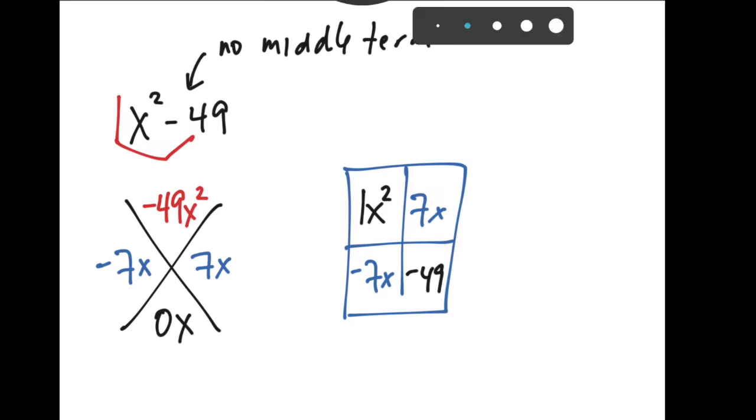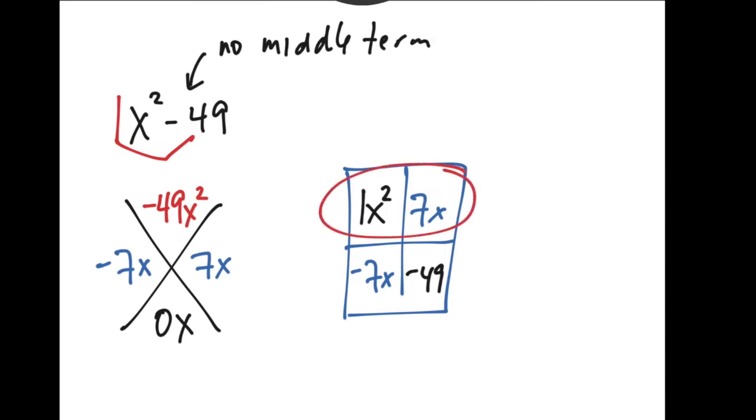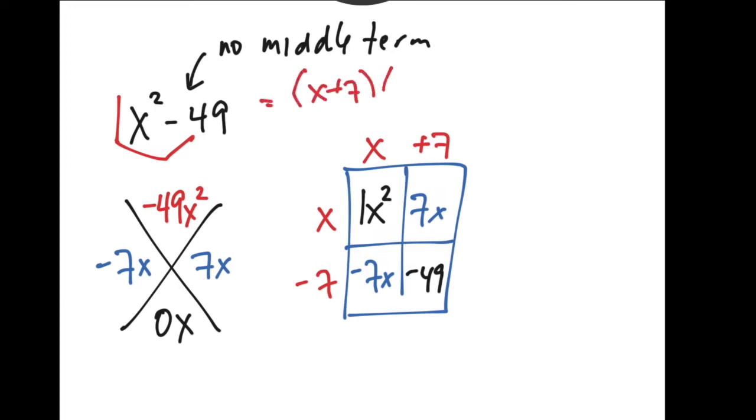So I'm looking to see what these two have in common. Well, what they have in common is just an x. So x times something would be x squared. That'll be x. x times something will be 7x. It's positive 7. x times something will be negative 7x. It will be negative 7. So this is going to be x plus 7, x minus 7.